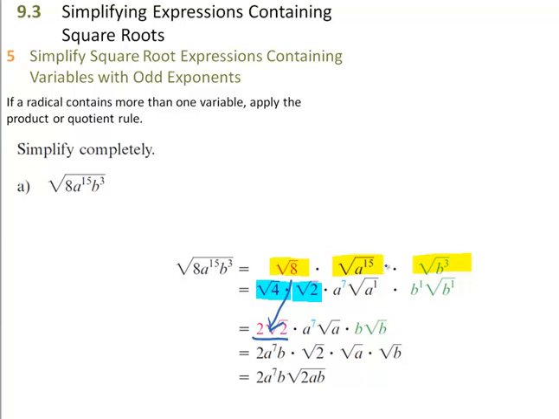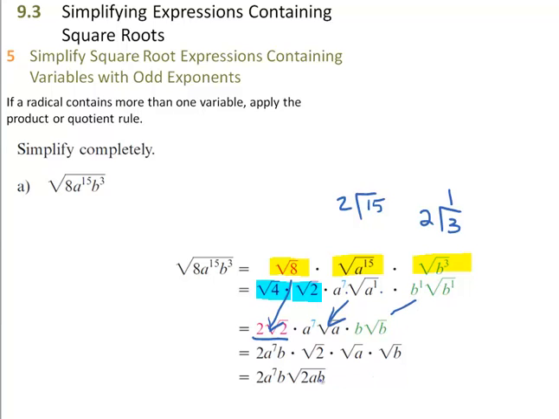For a to the 15th, remember 2 goes into 15 7 times, remainder 1. So we're done with that. And b, same thing, 2 goes into 3 1 time with 1 left over.